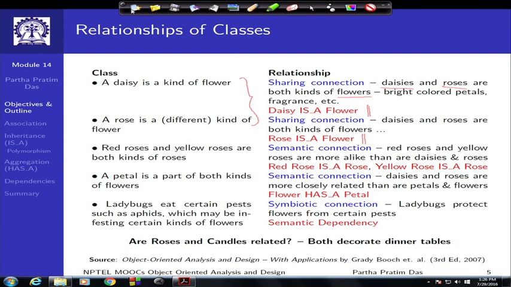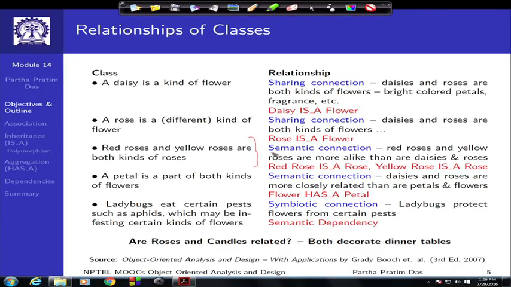Similarly, when we get into the third statement, that red roses and yellow roses are both kinds of roses, then the semantic connection is that they are more closely related compared to what a rose is related to a daisy. Certainly, the similarity between a red rose and a yellow rose is a lot more than what it is between a red rose and a daisy. So, this semantic connection will again get expressed in some kind of an is a relationship. I can say red rose is a rose, yellow rose is a rose, and so on.